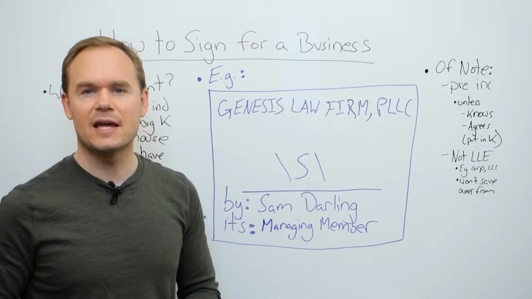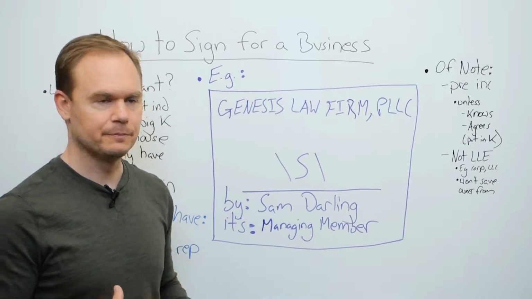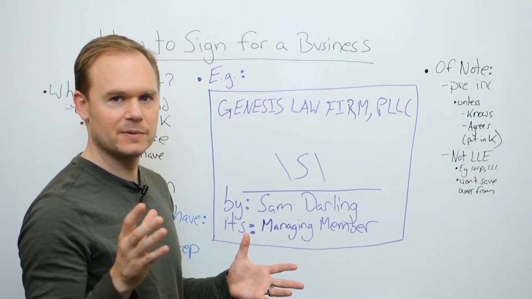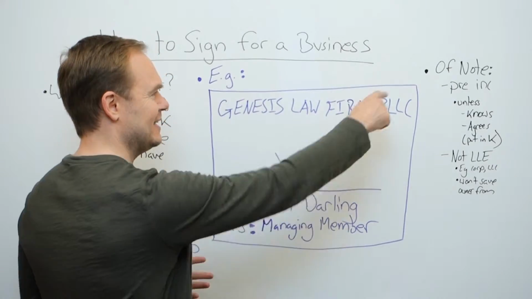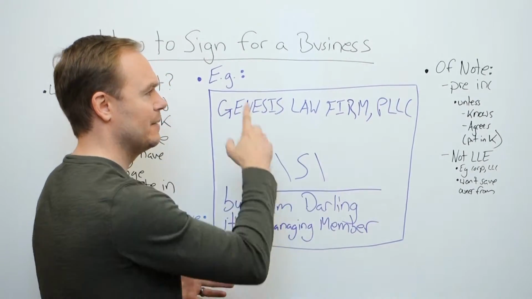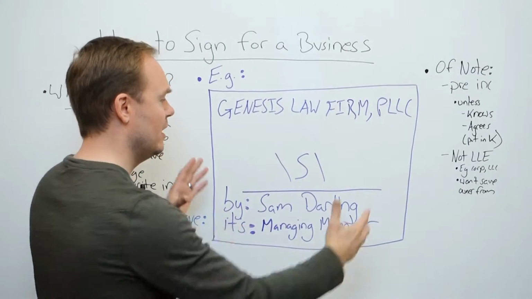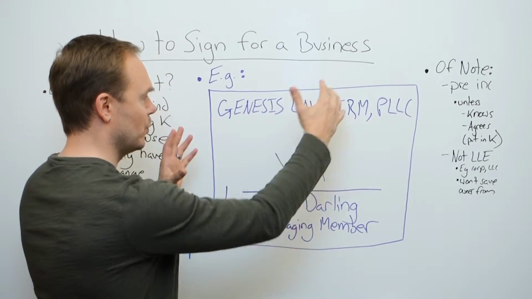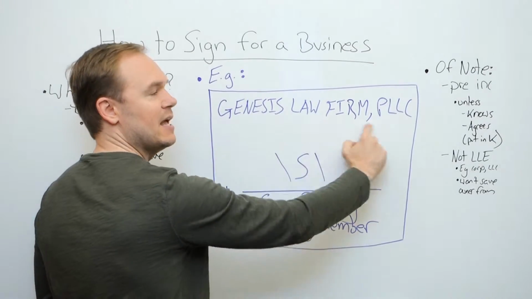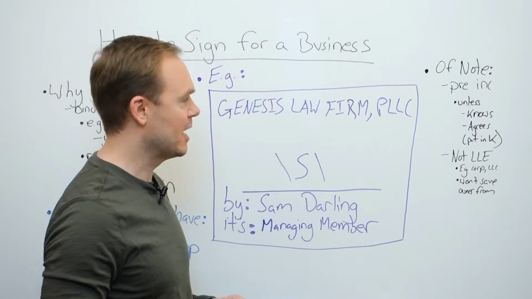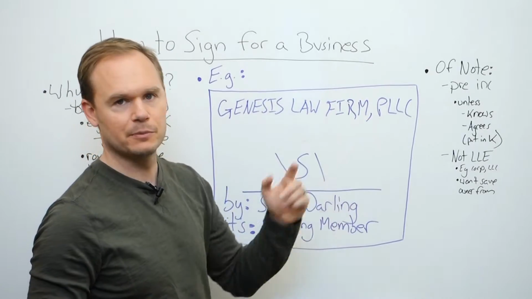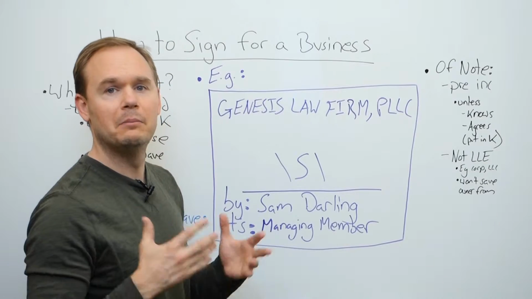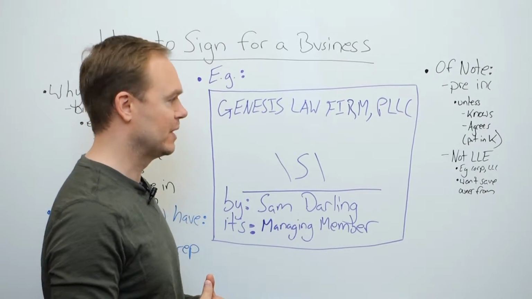Let's look at an example using our law firm. This would be the bottom of a contract. So the very bottom is usually where the signature block goes. And it doesn't have to be in a box like this. I'm just putting it in a box so that you can identify what part of what's on the board here that I'm referring to. So within the signature block, it would have the name of the business written at the top. In this case, it says Genesis Law Firm PLLC. It doesn't have to be in all caps like here, but oftentimes that is how it's written out.